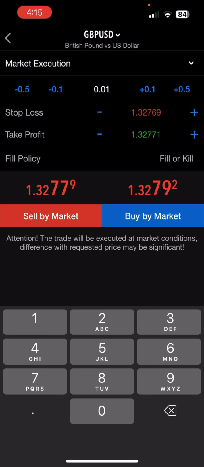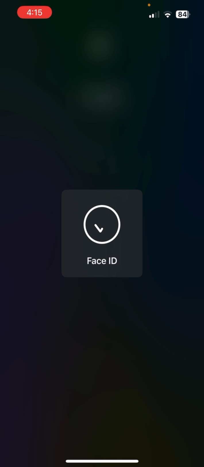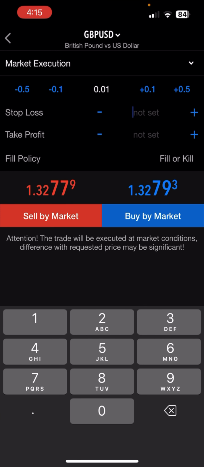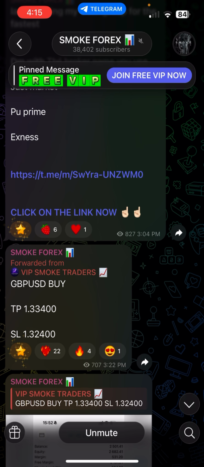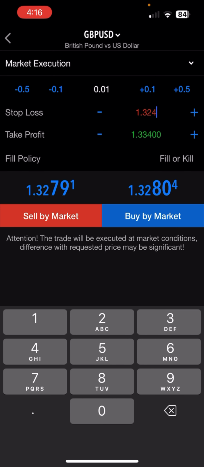So what you will do now is to just remove all this. You remove all this, you go back to Telegram where it was given. So you'll see our take profit is 1.33400. So you just go to take profit, 1.33400. So this is our take profit. Then you go back again and copy the stop loss. Stop loss is 1.32400.